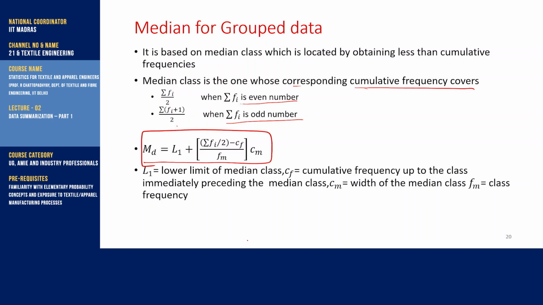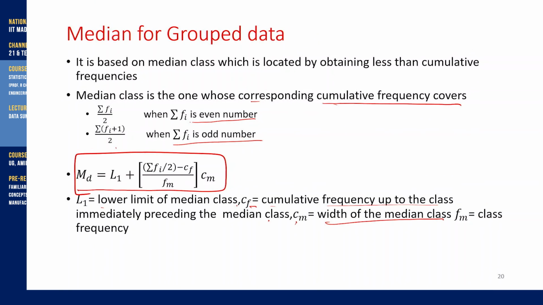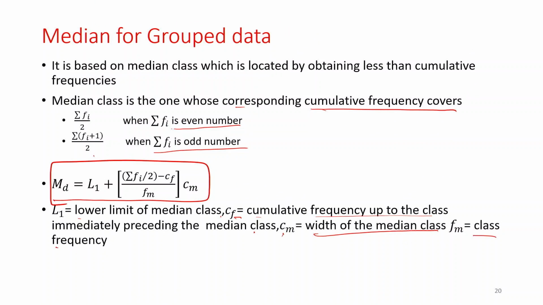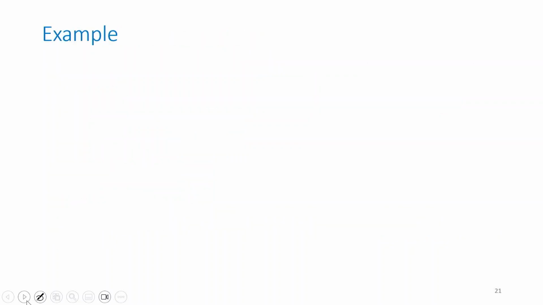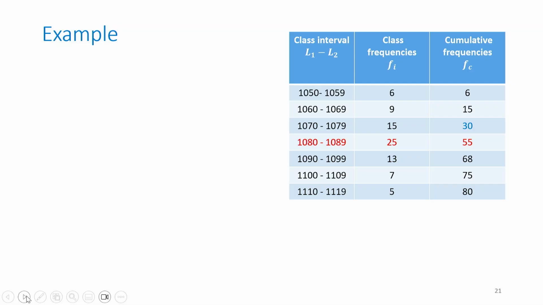The median value is going to be L1, where L1 is the lower limit of the median class, plus CF, the cumulative frequency up to the class immediately preceding the median class. Cm is the width of the median class. Fm is the class frequency. Now it will be clear if we go to a numerical example. I think comprehension will be a little easier.